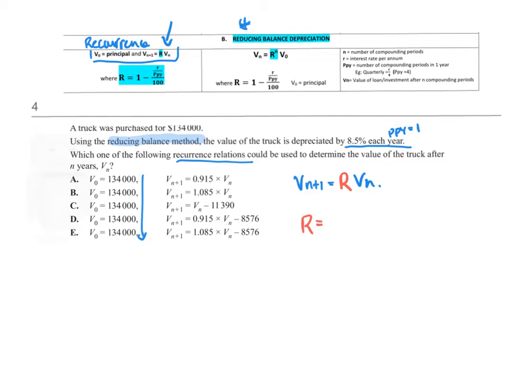So if we go and look at R, and we've got the formula, it says 1 minus the rate, which is 8.5, over how many times a year, which is 1 over 100, and that's how you write it. So if you look at that, that will end up being 0.915. Okay, so if we look at that, our formula will just be 0.915 times Vn. So here's how I got A, okay, because I've put that into that formula.